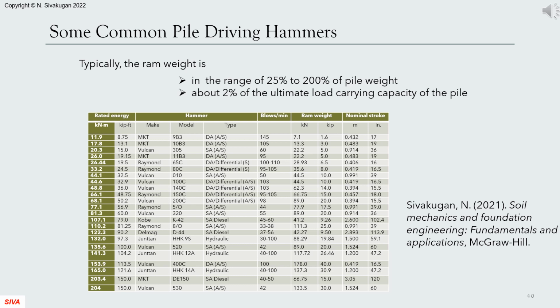You have to select the right hammer. Typically, you would select the ram weight to be 25% to 200% of the pile weight, and to be 2% of the ultimate load carrying capacity of the pile. The table here lists some hammers and their energy ratings. Some of the pile driving hammer manufacturers are Delmag, MKT, Vulcan, Mitsubishi, Kobelco, BSP, Junttan, Conmaco, ICE, and Meng.